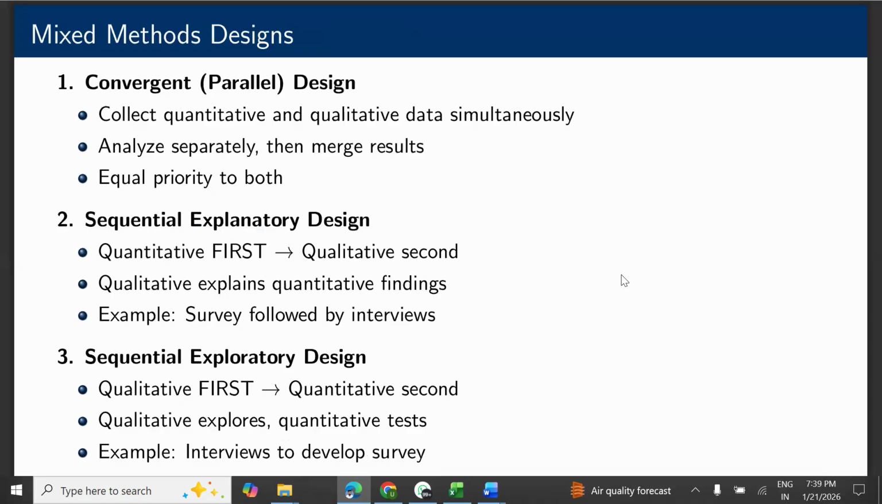Now, what are the different mixed method designs? First one is convergent or parallel design. It collects quantitative and qualitative data simultaneously. It analyzes them separately, then merges results, with equal priority to both. In sequential explanatory design, quantitative is first and then qualitative second, and the qualitative explains the quantitative findings. Example, survey followed by interviews. Then sequential exploratory design, where the qualitative is first and then quantitative is second. So qualitative explores and quantitative tests. Example, interviews to develop a survey.